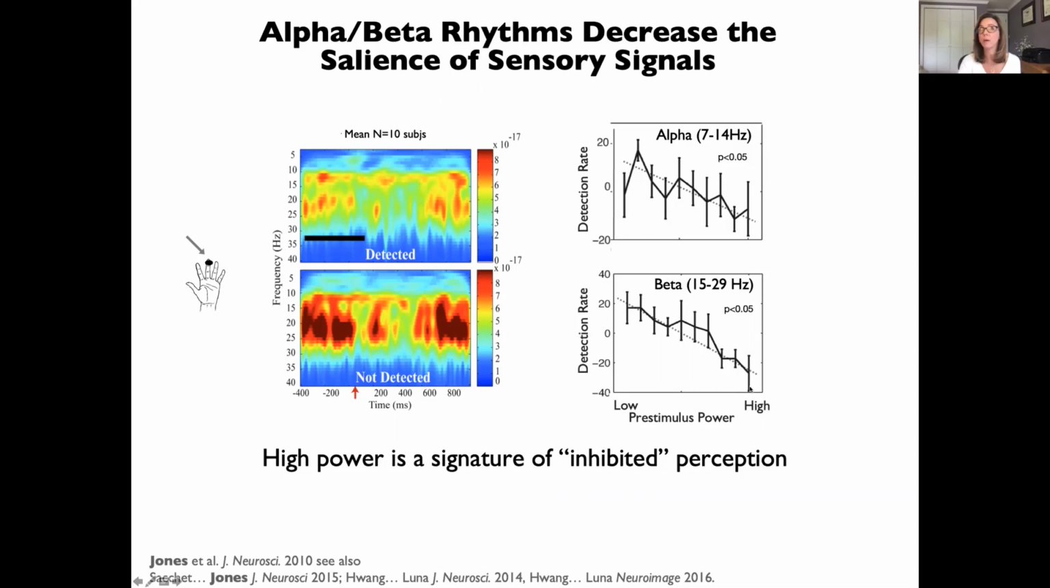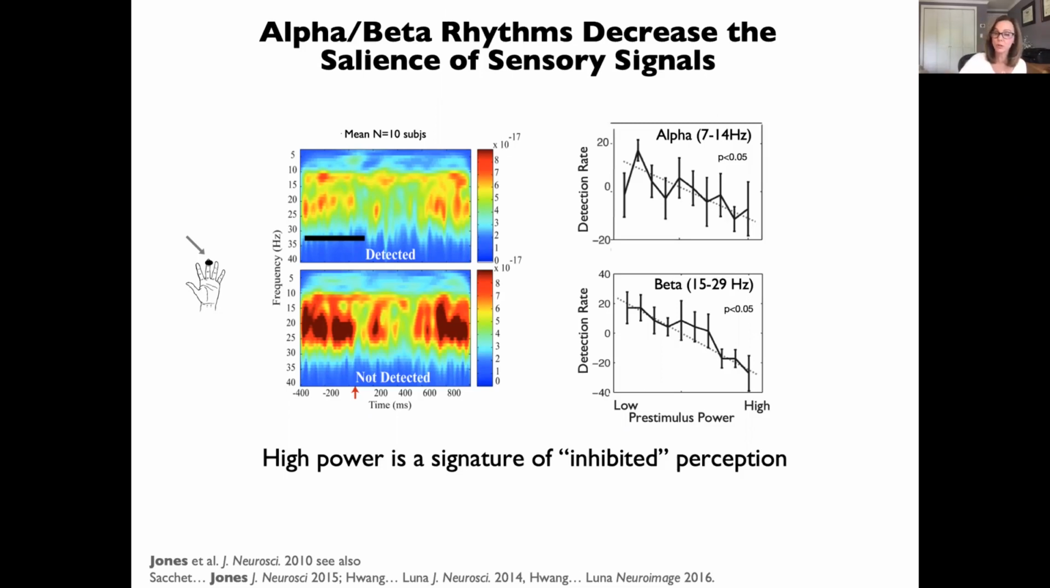The higher the power, the less likely the subject is to feel the tap to the finger. And so now, knowing that these spontaneous oscillations are going to inhibit the subject's ability to feel that tap, we next wanted to ask the question, can we use non-invasive brain stimulation in order to enhance these ongoing oscillations, and in doing so, enhance the inhibition of perception?